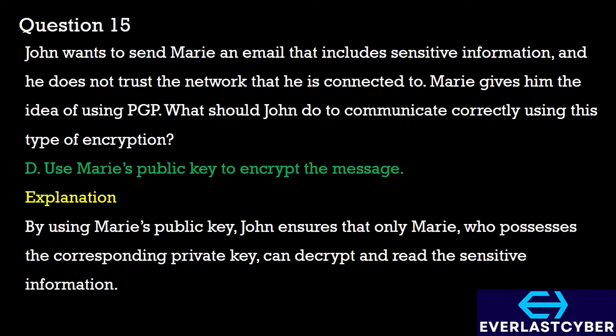So our answer here is option D. In order to ensure that the communication goes correctly, the type of encryption that John should use is Maurice's public key to encrypt the message, because Maurice has the private key that will be required to decrypt the message.